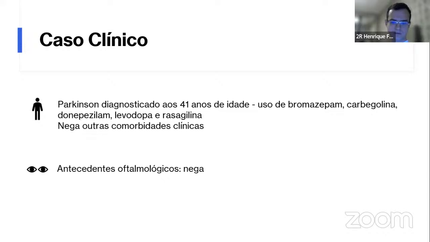Uma pergunta: o FTA-ABS, quando é positivo, já não indica o tratamento? Não, porque ela pode ter tido sífilis, tratado, e o FTA-ABS fica positivo. Ele não negativa depois? Não. O FTA-ABS é a cicatriz sorológica, é o teste treponêmico. Então, uma vez positivo, sempre positivo. O VDRL seria o nosso marcador de cura.